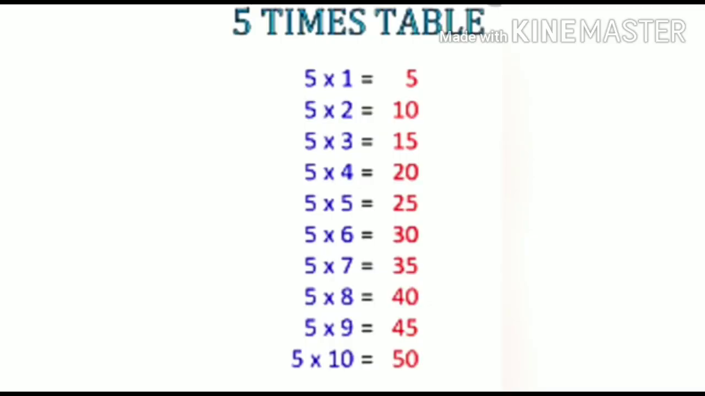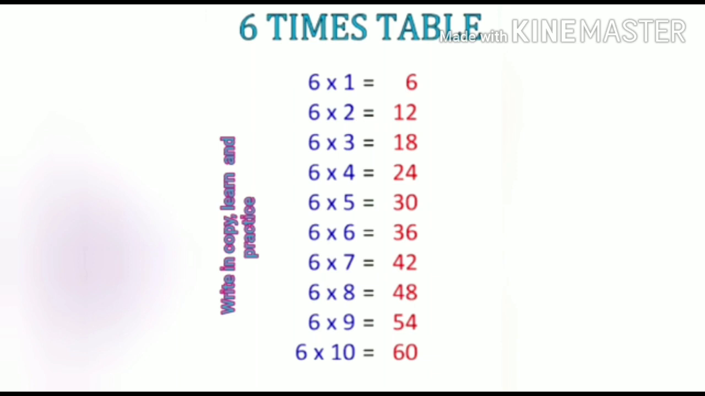Once more, let us practice the table of 5. 5 ones are 5. 5 twos are 10. 5 threes are 15. 5 fours are 20. 5 fives are 25. 5 sixes are 30. 5 sevens are 35. 5 eights are 40. 5 nines are 45. 5 tens are 50. This you will write in your copy, learn and practice.